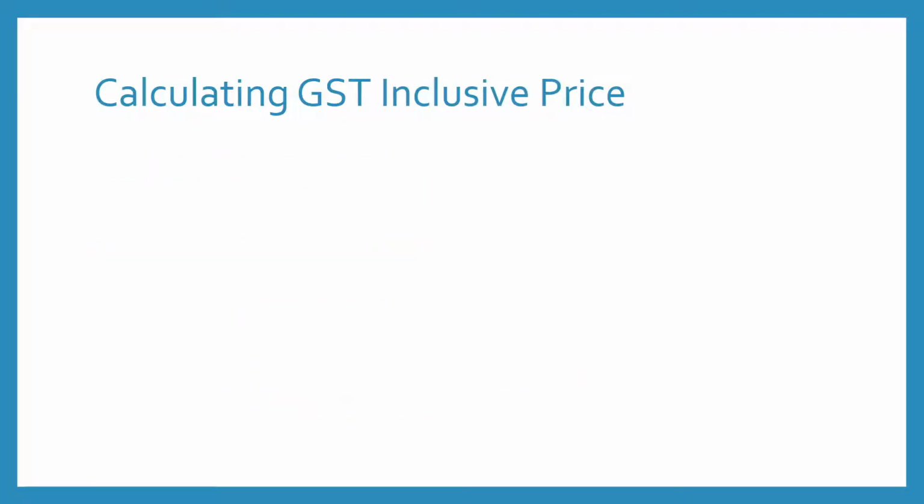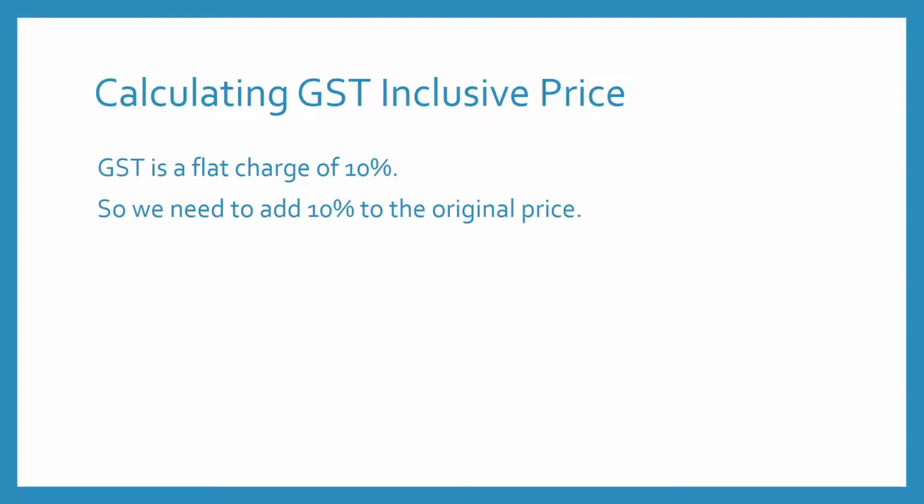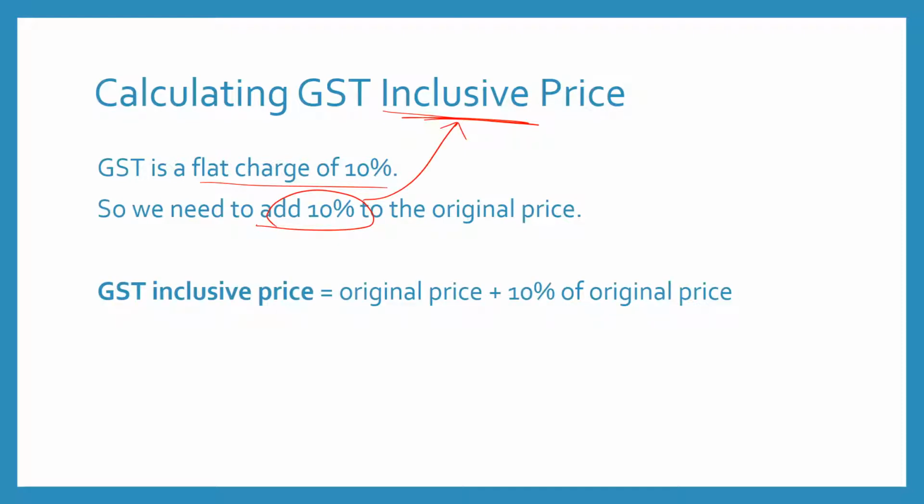Now we're going to look at how we would calculate the GST inclusive price. So this is the price once we've added the GST on. So again, the flat charge is 10%. And for the inclusive price, we are adding 10%. So that's what inclusive price means. We're adding 10% to the original. So GST inclusive price equals the original price, the price we started with, plus the 10% of the original. So this is the GST. Hence it's GST inclusive.